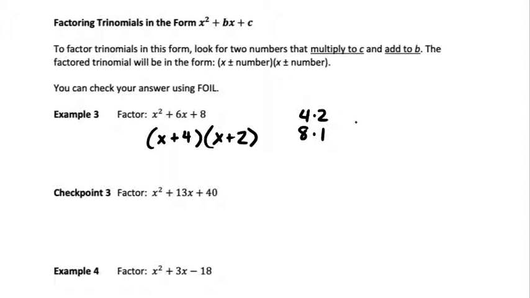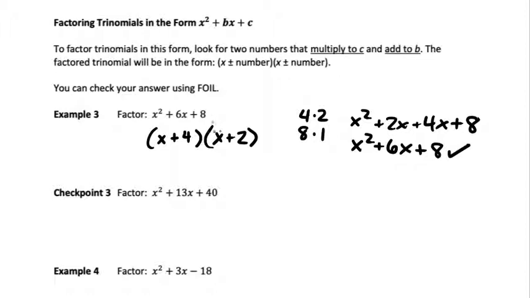And then if I want to check that using FOIL: first, outside, inside, and last. When I add up those middle two terms, I get 6x, x squared plus 6x plus 8. That's what I had originally. So next you should do checkpoint problem number 3. Do this in your notes, check your answer, and then move on with the video.